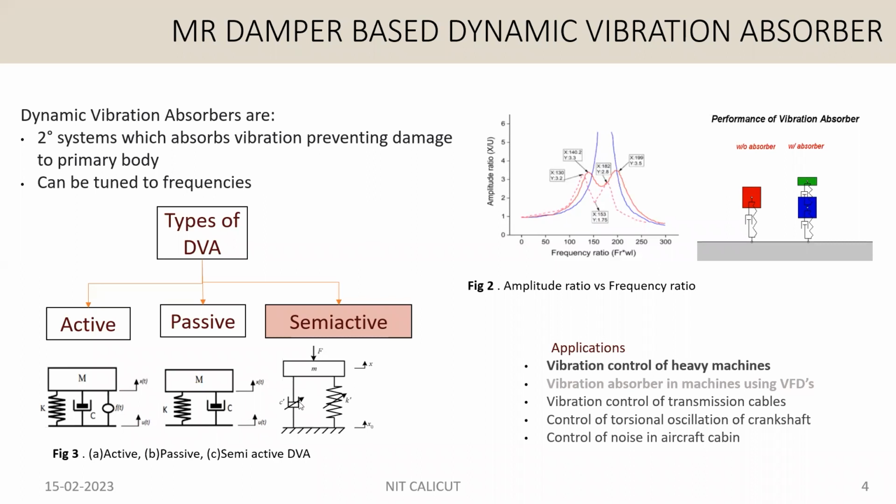But here, if I change the viscosity, I can change the damping coefficient or damping characteristics. That is the beauty of the magnetorheological fluid. By changing these damping characteristics, I can control the vibration, because vibration can be controlled by controlling the damping factor. When you have a damper, its stiffness can also be controlled. So this becomes something like a semi-active control. We have used this semi-active control to design a dynamic vibration absorber for the primary mass.